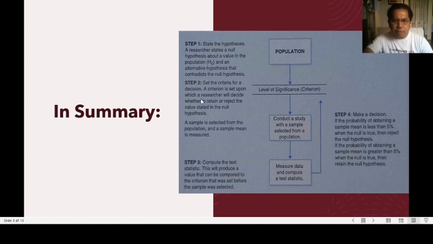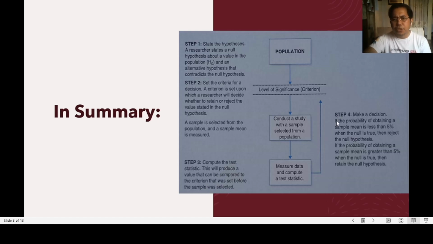Number two, set the criteria for a decision. A criterion is set upon which a researcher will decide whether to retain or reject the stated null hypothesis. A sample is selected from the population and the sample mean is measured. After setting the criterion, we move on to step number three, the computation of the test statistic. This will produce a value that can be compared to the criterion that was set before the sample was selected.